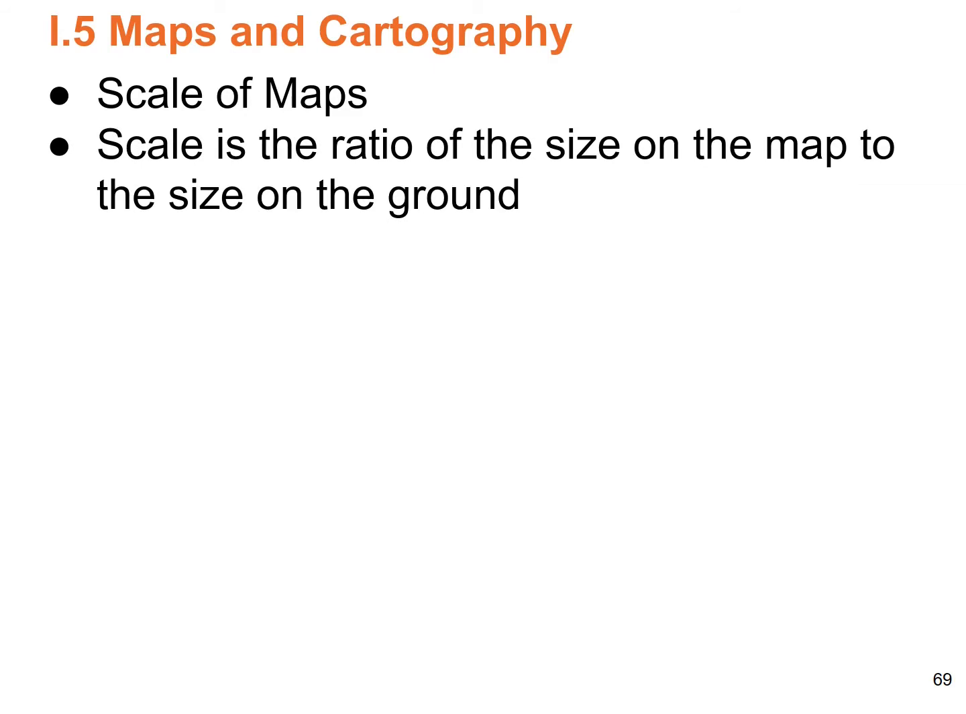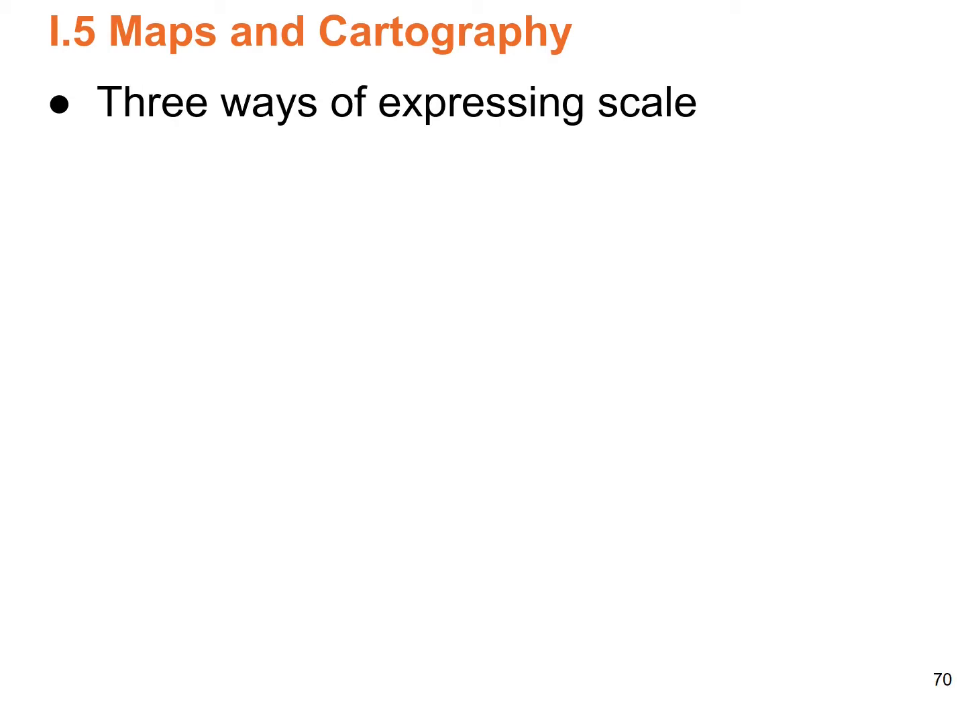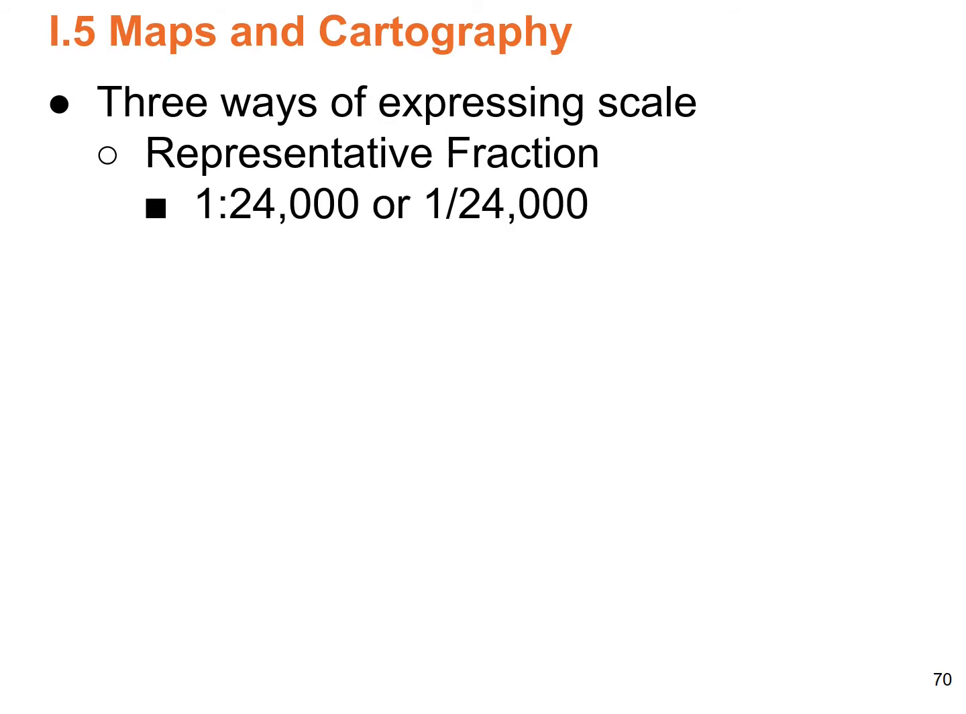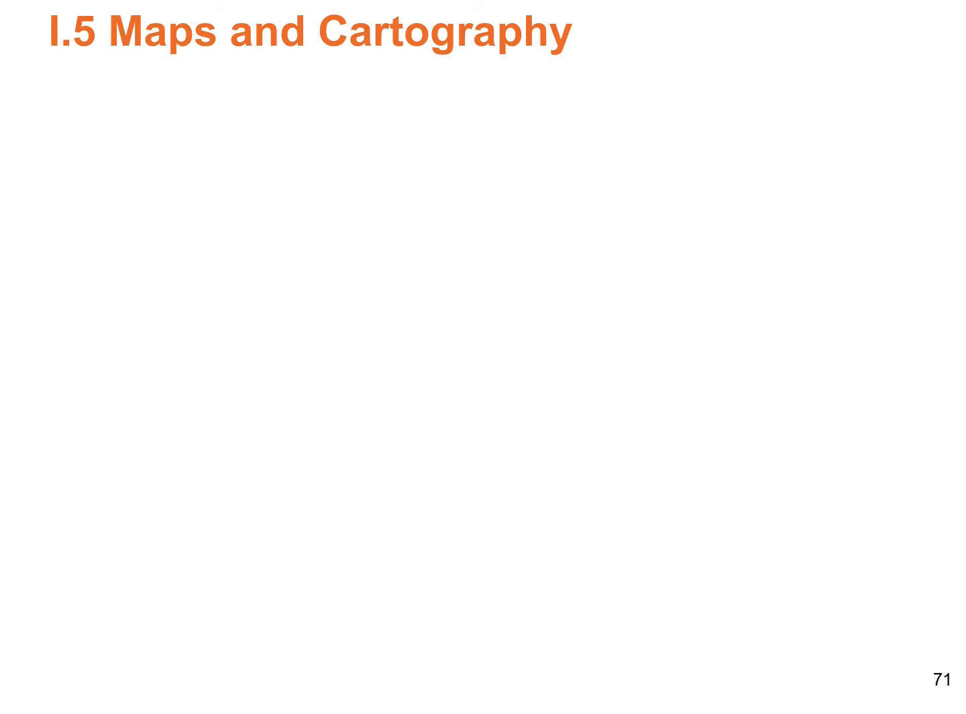So scale. Scale is the ratio of the size on the map to the size on the ground. There's three ways of expressing scale. Representative fraction, like 1 to 24,000. So 1 inch on the map is 24,000 inches on the ground, or 1 foot is 24,000 feet. The units on both sides of the colon have to be the same. So it's 1 inch to 24,000 inches, or 1 foot to 24,000 feet. Both sides are in the same units.